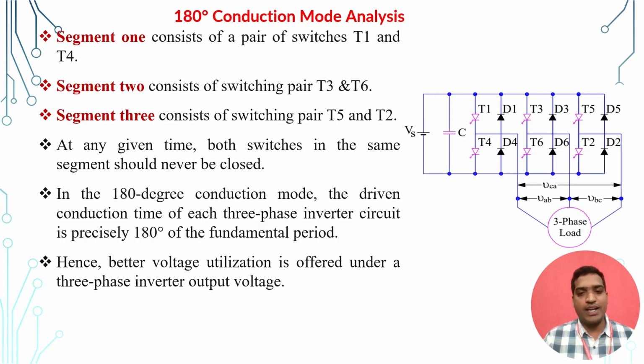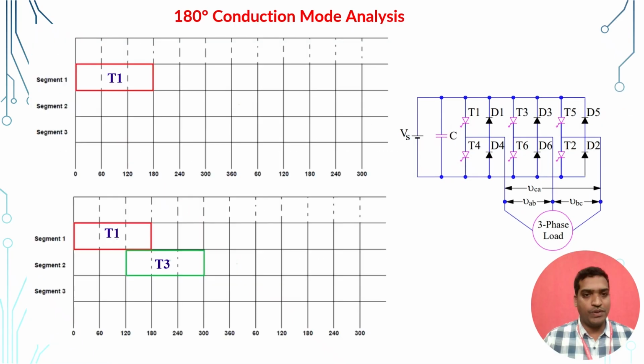In the 180-degree conduction mode, the conduction time of each switch in the three-phase inverter circuit is precisely 180 degrees of the fundamental period. That means in 180-degree conduction mode, the thyristors T1, T3, T5 as well as T4, T6, T2, every individual switch conducts for 180 degrees. Hence, better voltage utilization is offered in the three-phase inverter output voltage. This is the advantage of the 180-degree conduction mode.